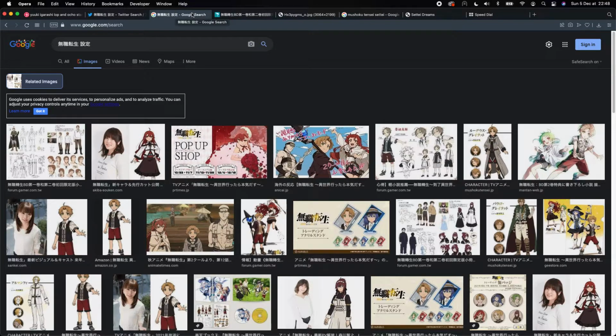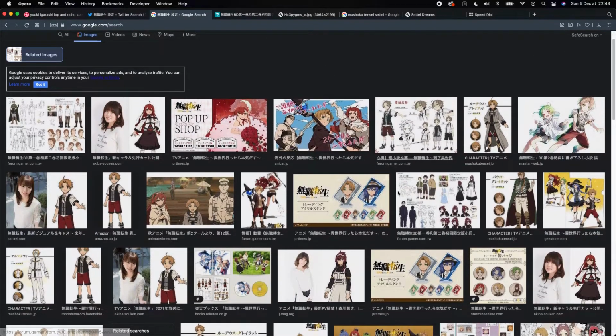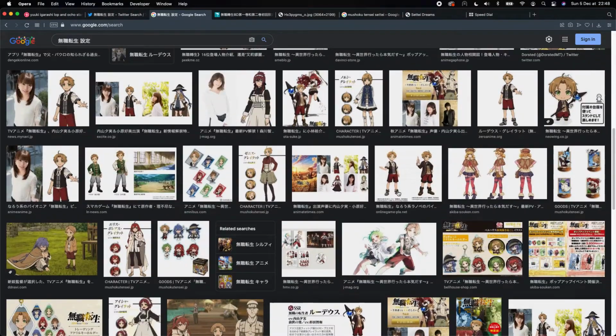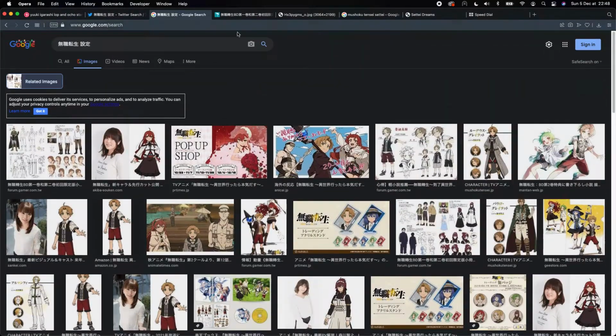Something else that you can do is simply Google it with the name of the anime in Japanese and setday, and that's what I did for this anime, and it's really hard to find it any other way, so don't hesitate to translate it into Japanese.